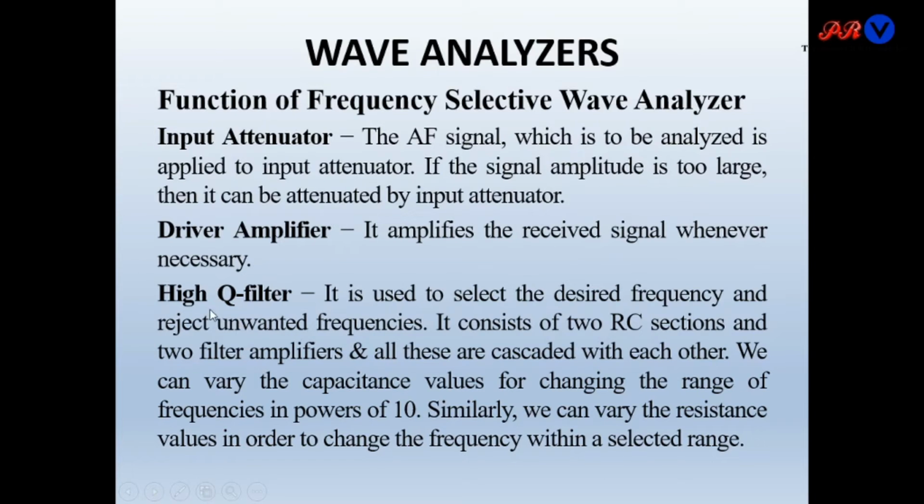High Q factor filter is an important part of this wave analyzer. It is used to select the desired frequency whose amplitude is to be measured and reject unwanted frequencies. It consists of 2 RC sections and 2 filter amplifiers, and all these are cascaded with each other. Means it consists of 2 RC filters and 2 amplifiers which are cascaded.